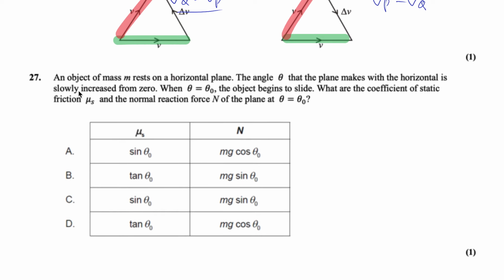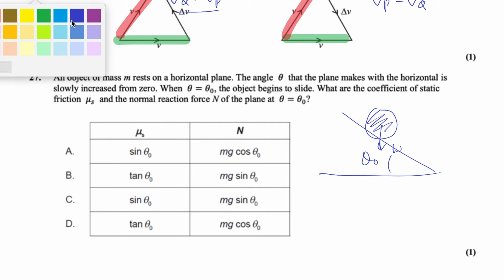And then question 27: an object rests on a horizontal plane, and the angle of the plane is slowly increased from 0 to theta equals theta naught. The object starts to slide. Okay, so now this is your theta naught where it starts to slide. And then they ask you what's the coefficient of static friction. Starting to slide means it hasn't slid yet. So this is your weight force.